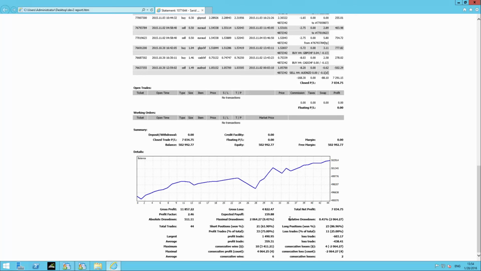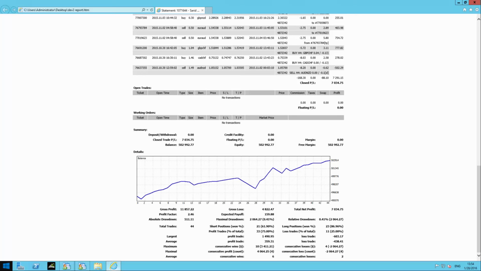We can see that the percentage of short trades won is about 62%. The percentage of long trades won is about 87%. So these are both looking very, very good indeed. The largest profit trade is about $1,500, and the largest loss trade is about $600. So in that respect, things are looking pretty good.